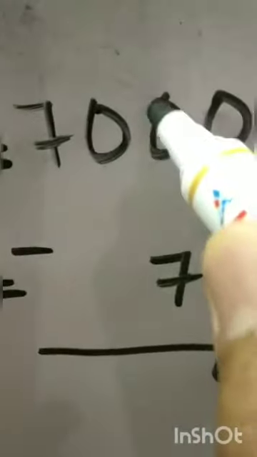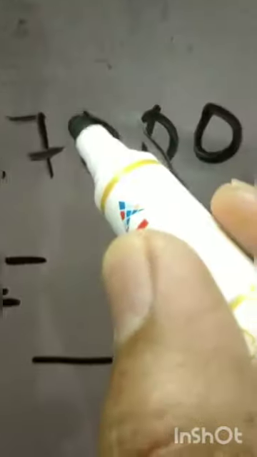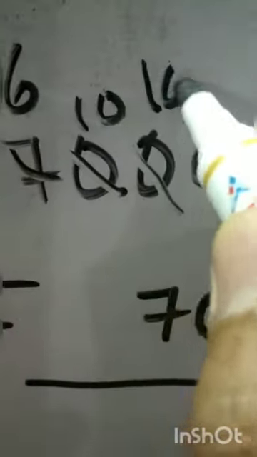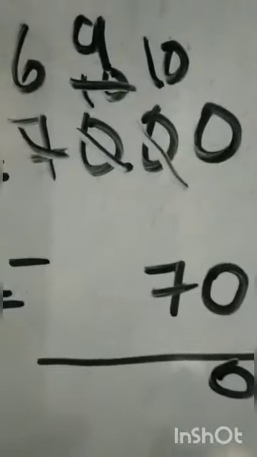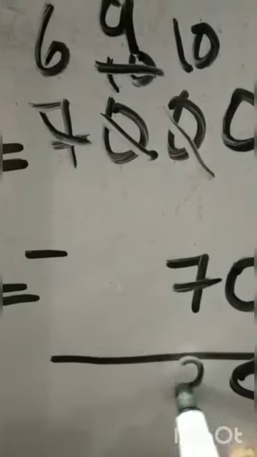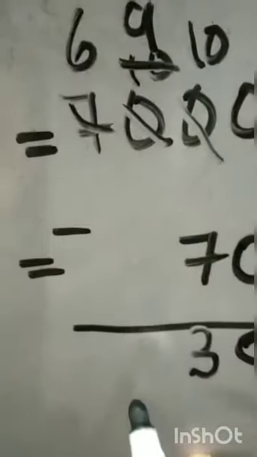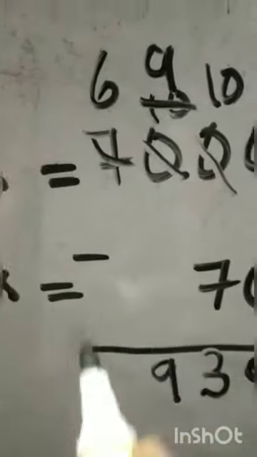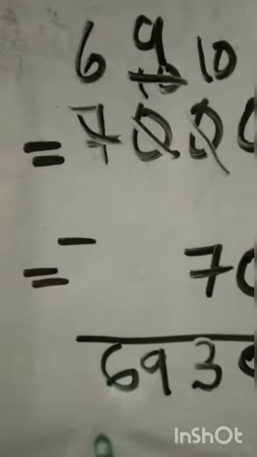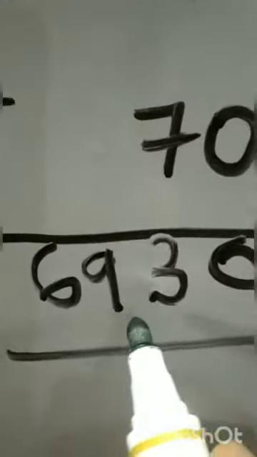Yes, this 0 will borrow 1 from this number, this becomes 10, this becomes 6, this will be 10. So 10 minus 7, 3, 9, 6. So our answer is 6,930. Write the answer.